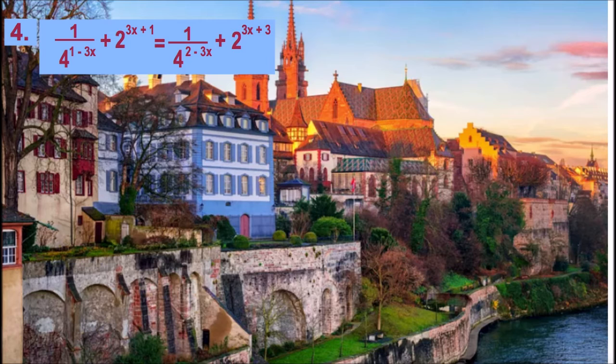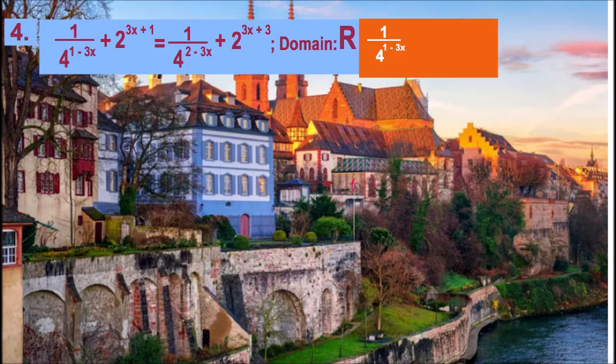Question 4. 1 over 4 raised to the power 1 minus 3x, plus 2 raised to the power 3x plus 1, equals 1 over 4 raised to the power 2 minus 3x, plus 2 raised to the power 3x plus 3. The domain is the set of real numbers. So let's get to work.